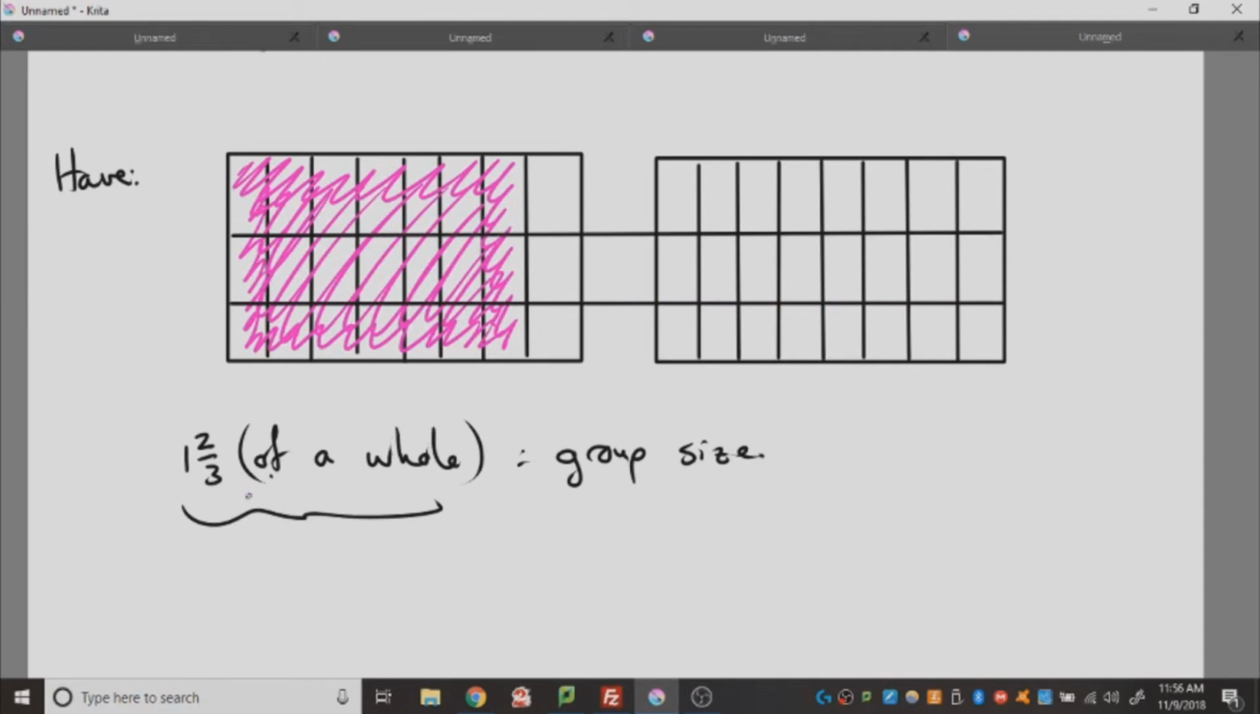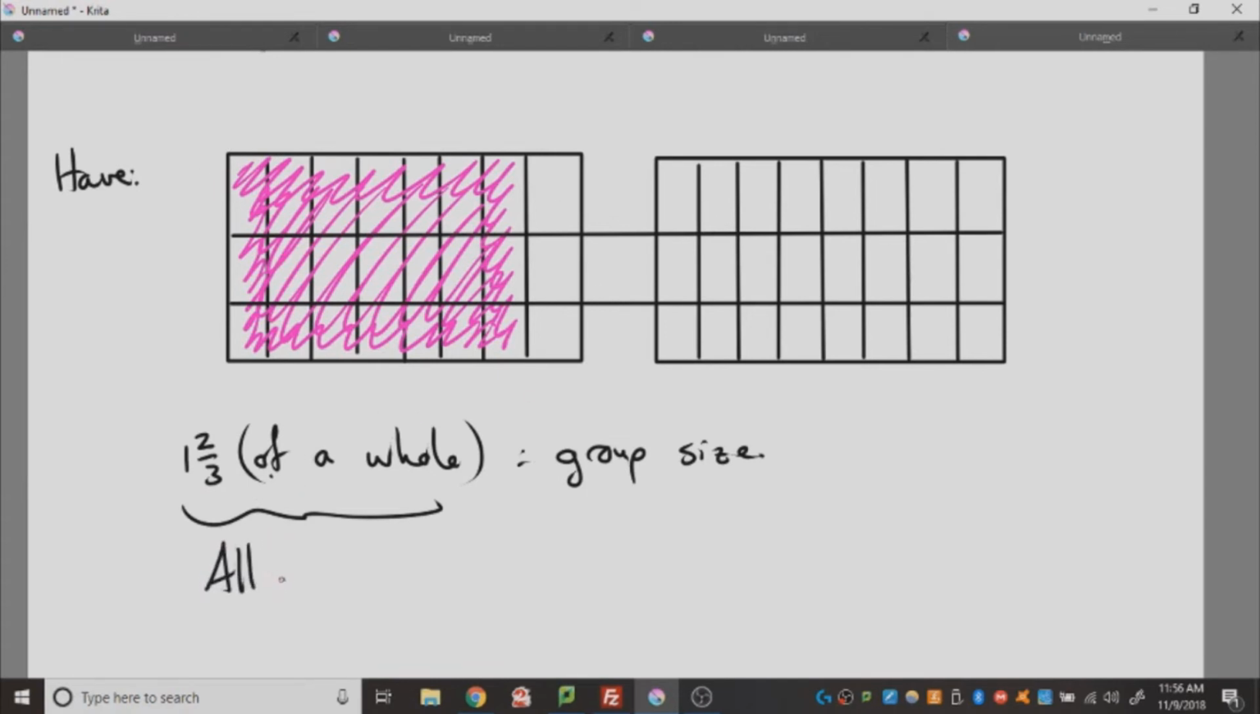And that has got nothing to do with the pink. Some people struggle with that a little bit because I see the pink, I must do something with the pink. No, later, not yet. Because this 1 2/3 as a representation has got nothing to do with pink. It is all of this.